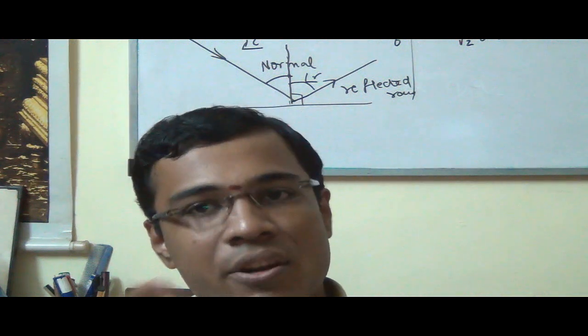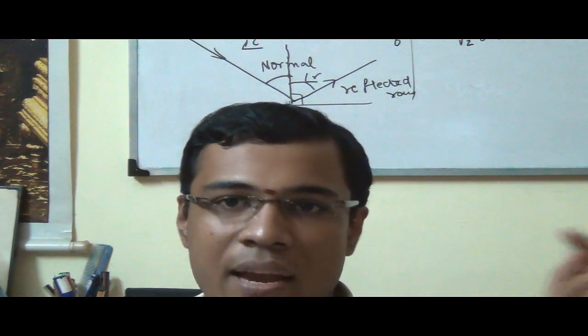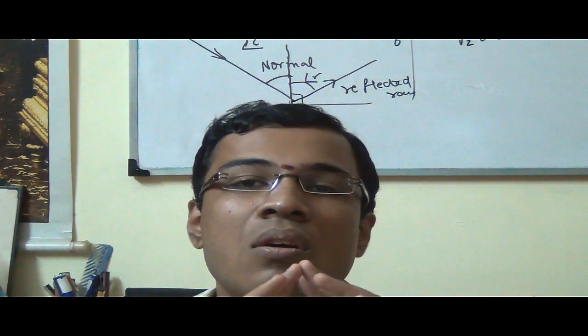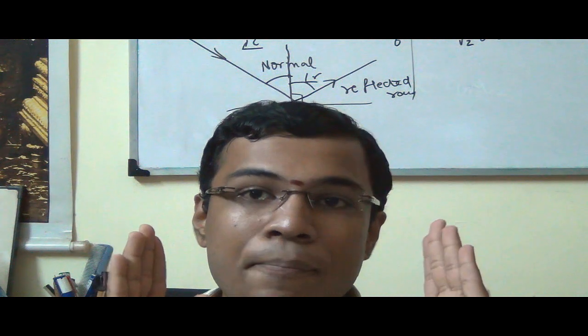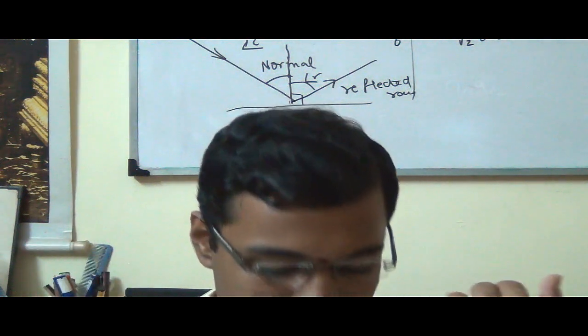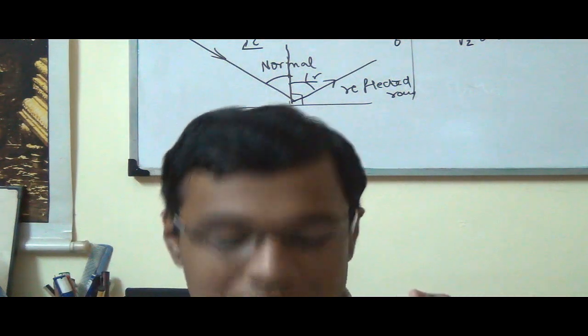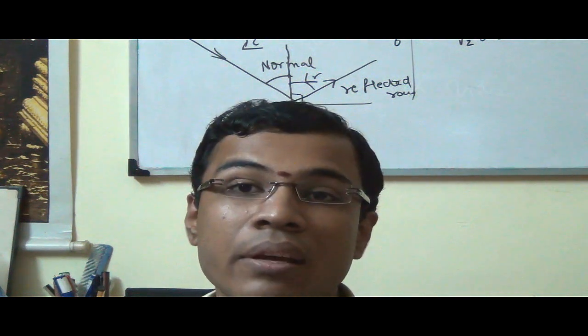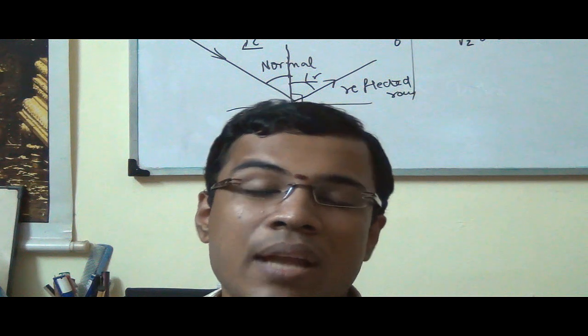So now I have introduced one more concept: the line which joins the center of the mirror and the center of curvature. We will call that line the principal axis. Clear? We will call the line the principal axis.